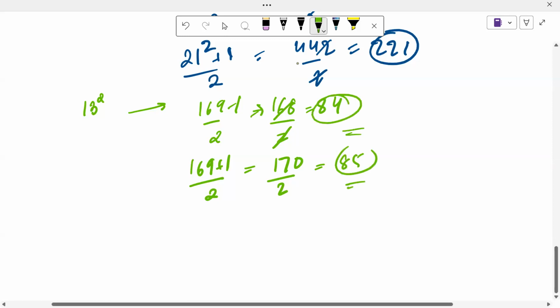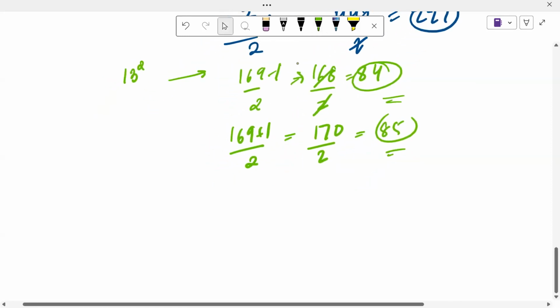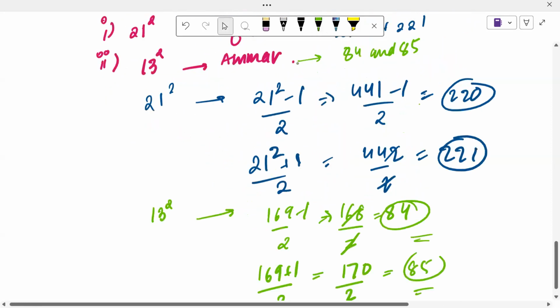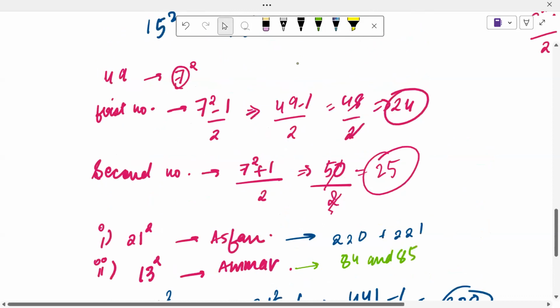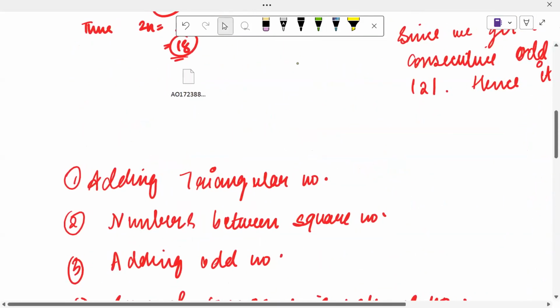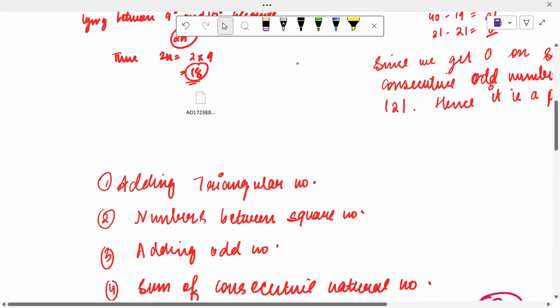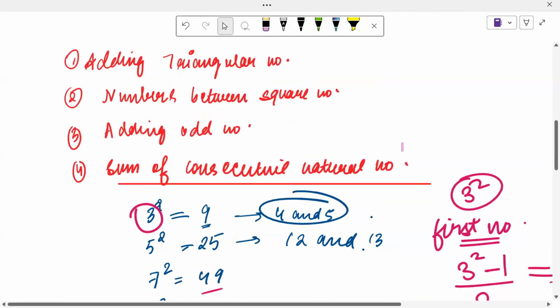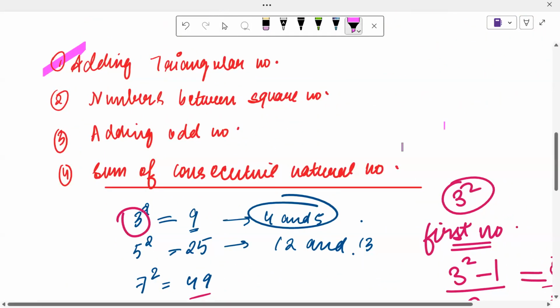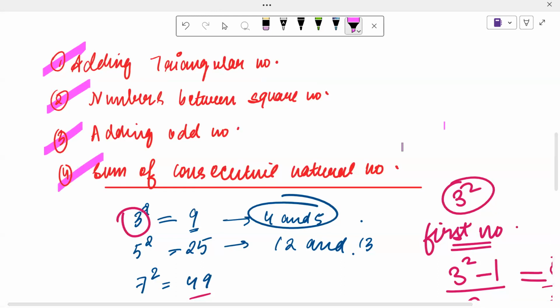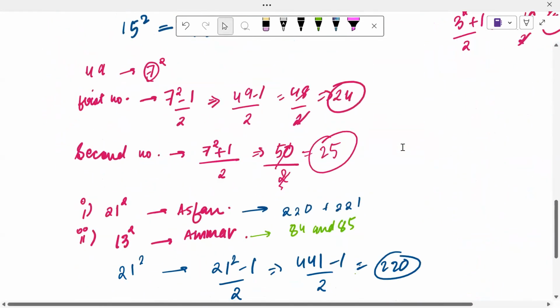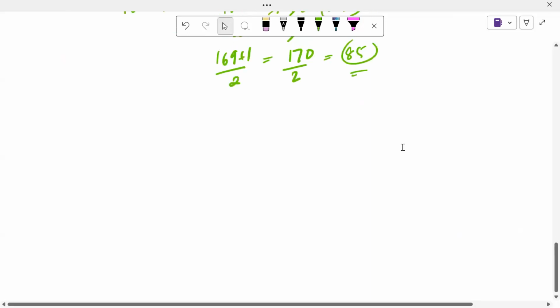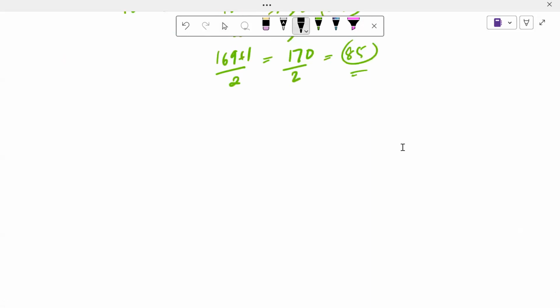Very good, both of you. So I guess this concept is clear. We've done the fourth property as well. Let's revise. First of all, we studied triangular numbers, done. Numbers between square numbers, done. Adding odd numbers, done. Sum of consecutive natural numbers, also done. Now we're going to come to the fifth property. We just have two of them left.